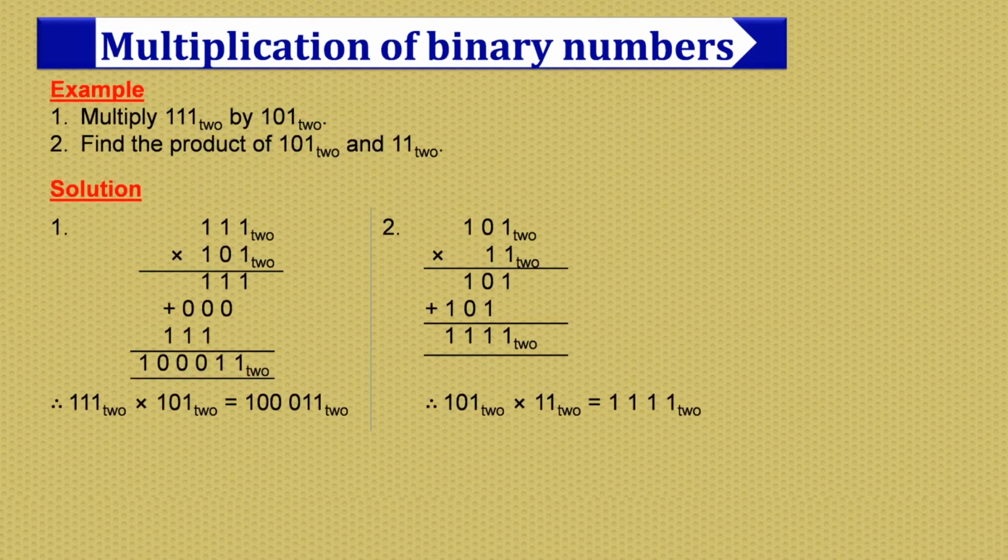So we have some examples here. Example 1 says multiply 111 base 2 by 101 base 2. Now, we set out our numbers like we have here, and we begin to multiply.